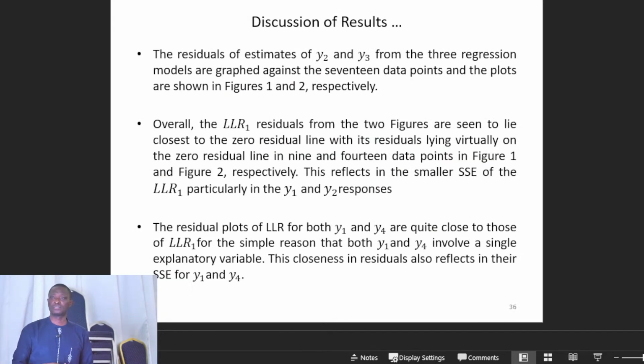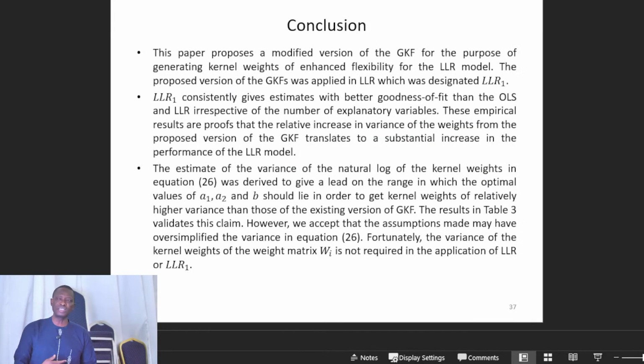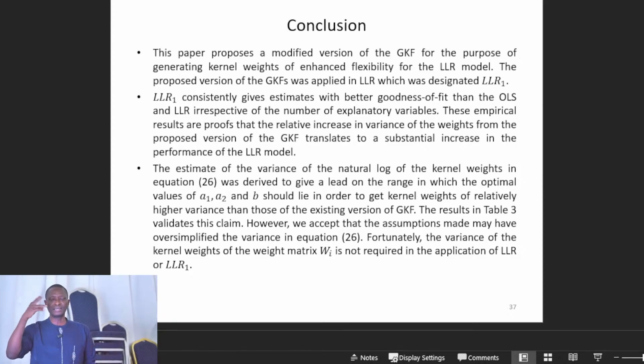So the conclusion is that if we adopt our recommendation, the final GKF that we got in equation 24, if we apply it, we'll get results that are better than both OLS and the LLRO that uses the existing GKF version. Thank you.